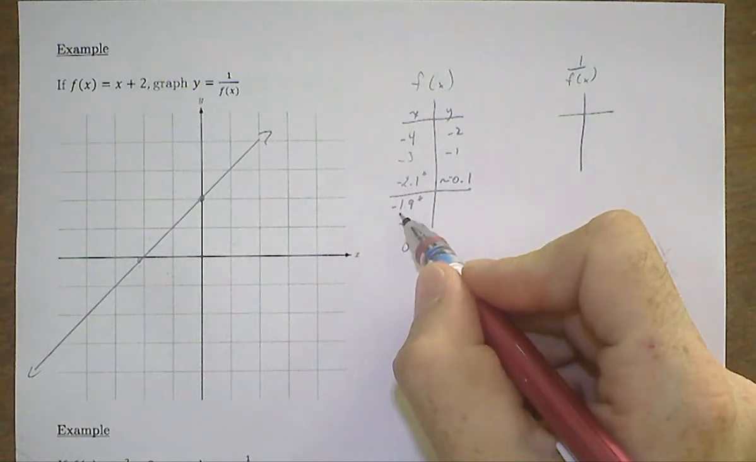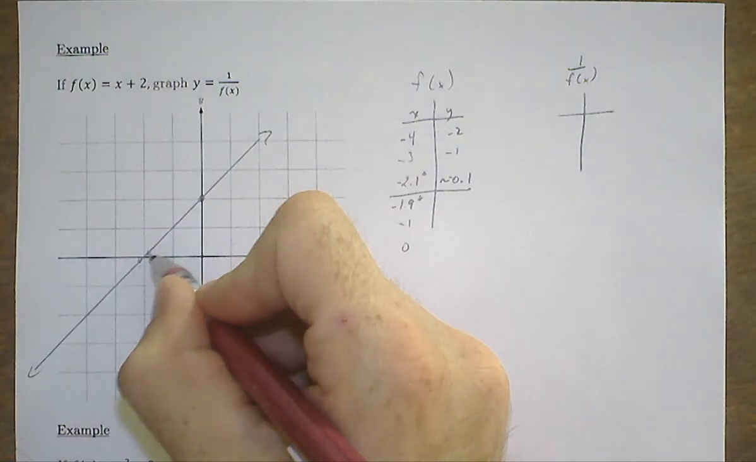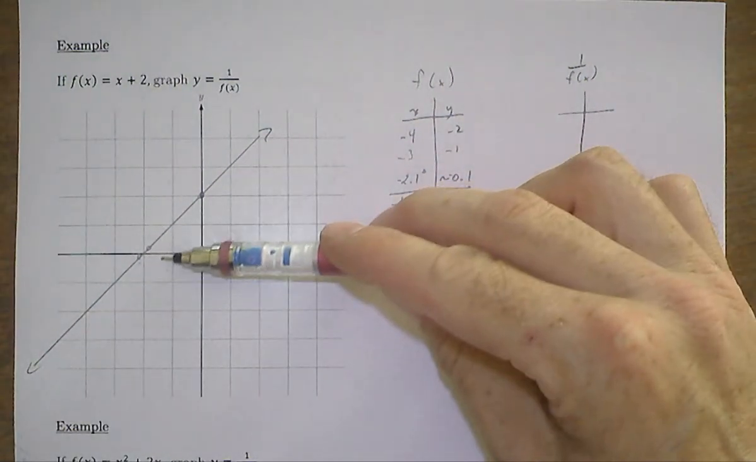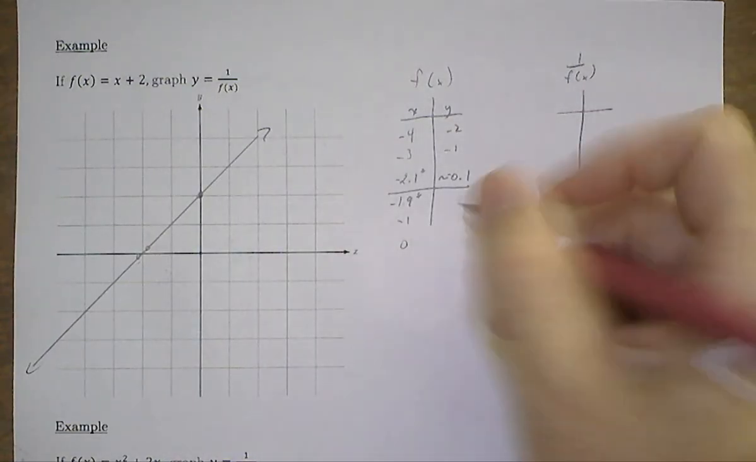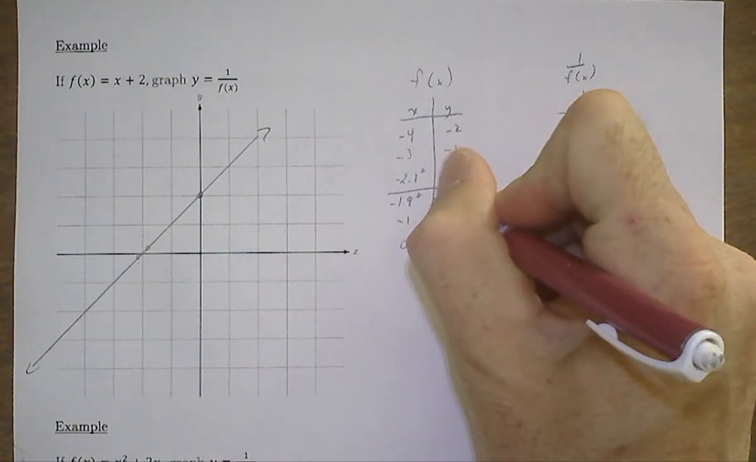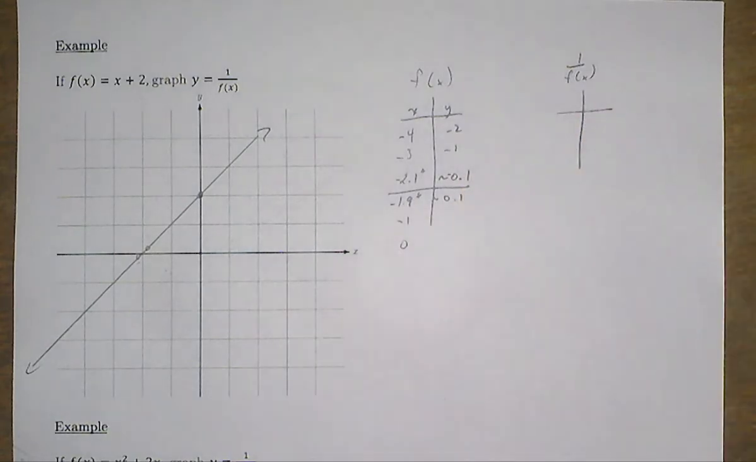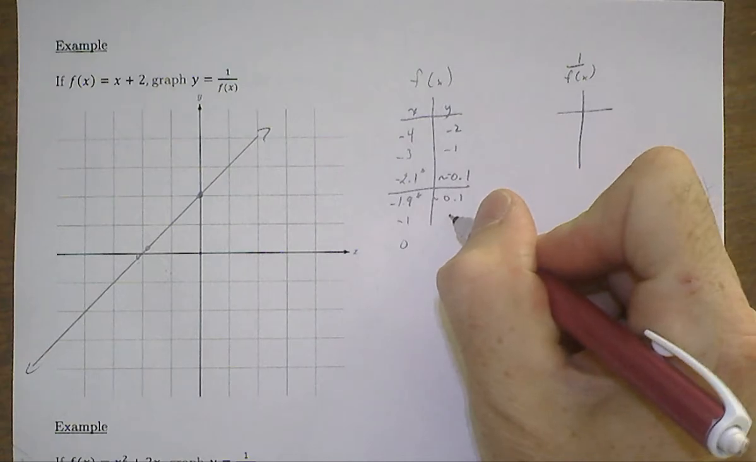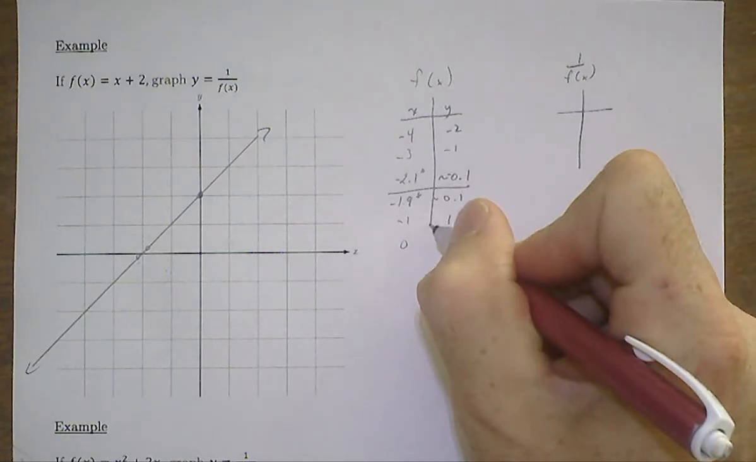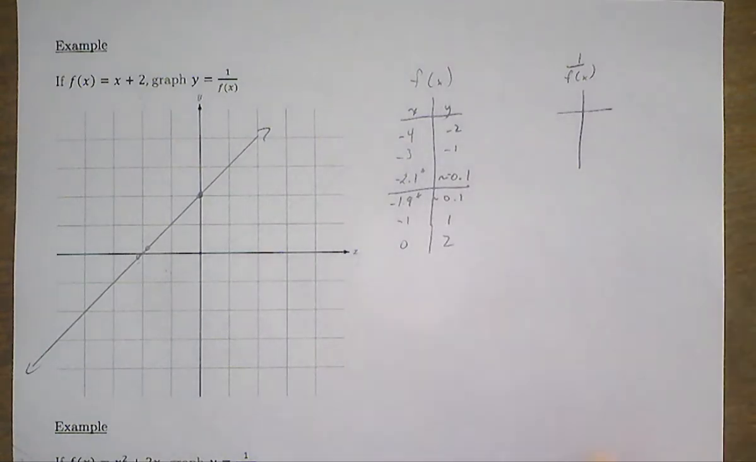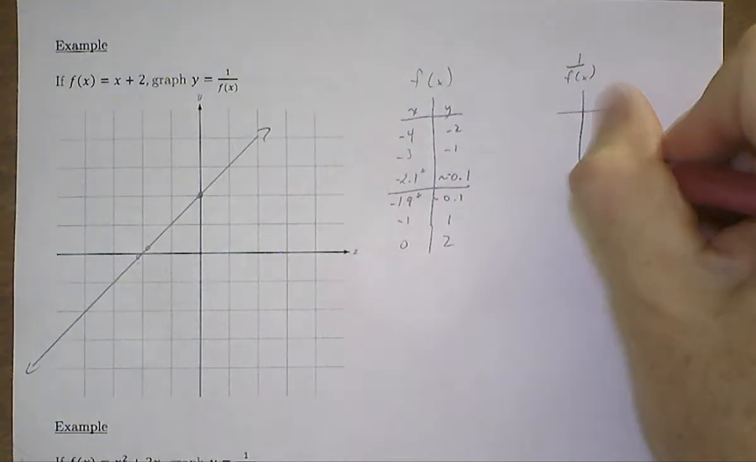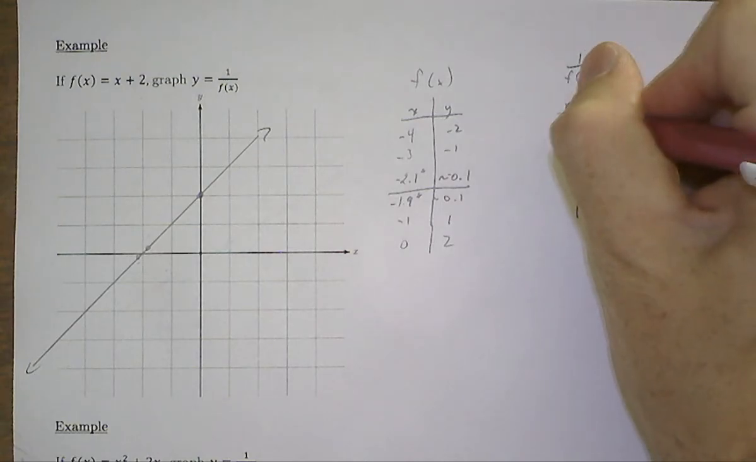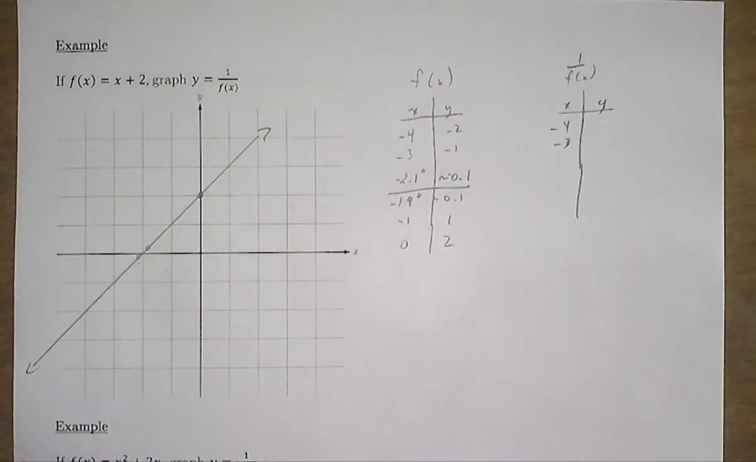Now here, when x is equal to 1.9, my y value is positive. It's slightly above the x-axis, but it's still close to 0. So I'm going to put a tilde, 0.1. So when x is equal to 1, we get a y value of 1. When x is equal to 0, we have a y value of 2. This is all good.